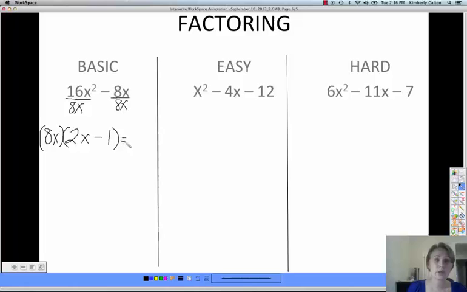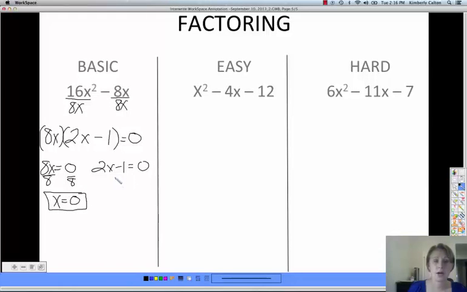From here we're going to look at how to solve using the zero product property. What the zero product property tells me is I can set each parenthesis equal to 0 and solve. When I solve the first one, I'm just going to divide by 8 and get x equals 0. Please remember that numbers that have 0 in the denominator are undefined. In this case, 0 is on the top, so we're good.